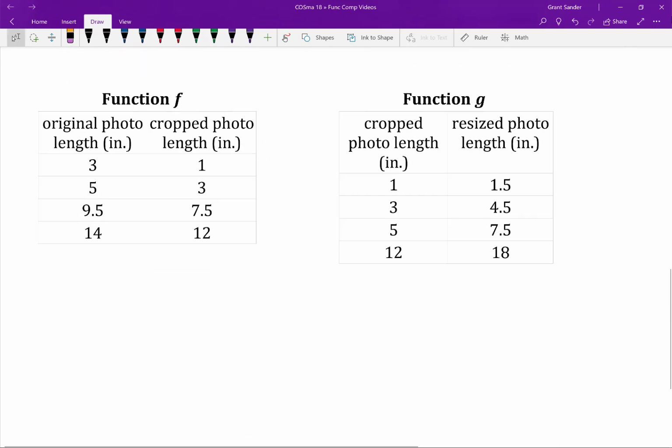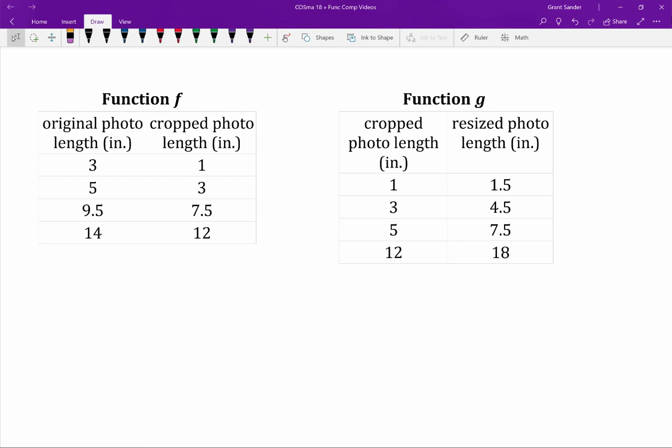Okay, so let's assume that we have two tables of values representing each process. On the left-hand side, we have a function f. We'll use a table to represent this function. Function f takes the original photo length in inches as its input, and then outputs the cropped photo length in inches. We have some values for this. And then the function g will take as its input a cropped photo length in inches, and output the resized photo length in inches, or the length of the photo after you scaled up by 1.5.